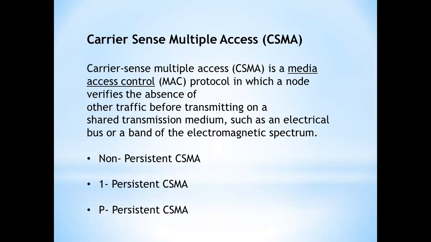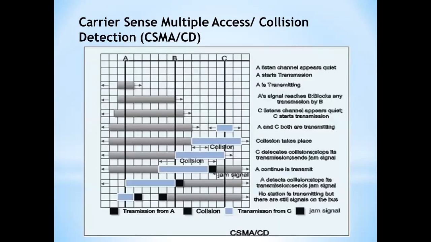And last is P persistent CSMA. The possibility of such collision and retransmission is reduced in P persistent CSMA. In this scheme, all the waiting stations are not allowed to transmit simultaneously as soon as the channel becomes idle. A station is assumed to transmit with probability P, for example, if P is equal to 1 by 6, and if 6 stations are waiting, then on average only one station will transmit and the others will wait.